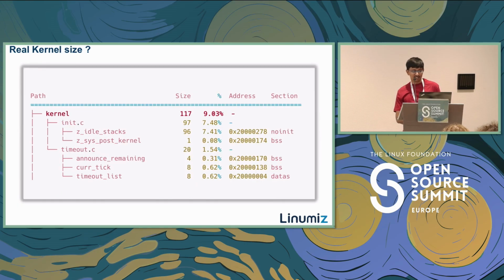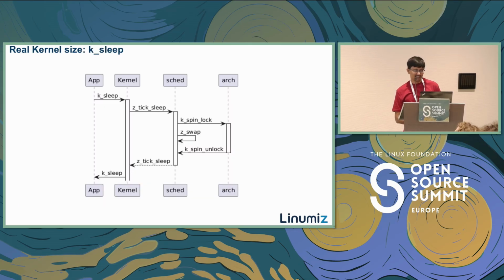So it turns out, like we saw, the real kernel size is 117 bytes out of the compiled system, even after all the optimization. So is it really 117 bytes? Unfortunately not. The reason is this.